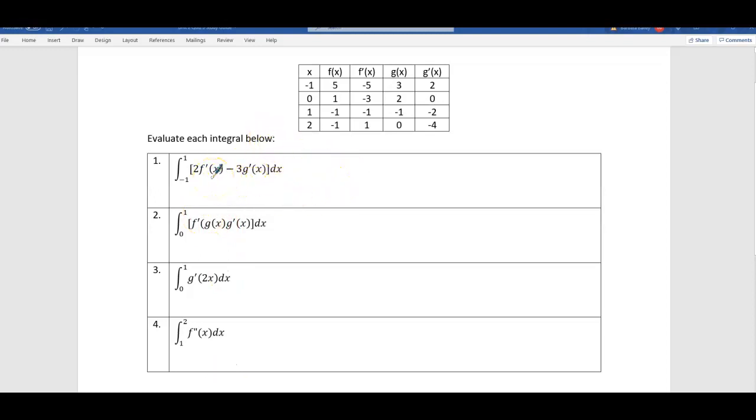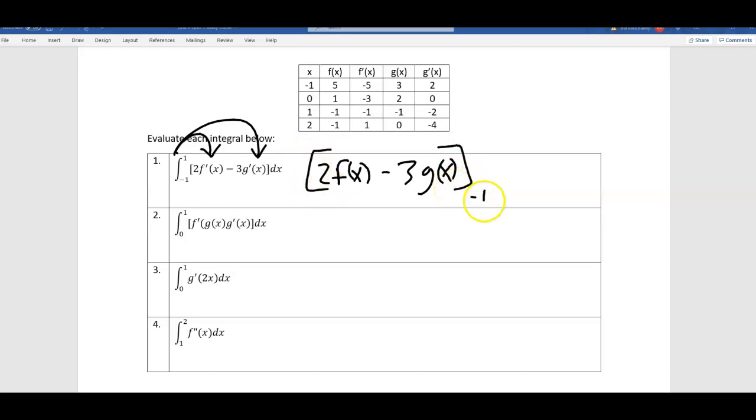So the first thing we're going to do is integrate all these things. If I integrate this piece, I'm going to end up with f. And if I integrate the next piece, I get the g. And the 3 and the 2 just stay there. And my limits are -1 and 1. So the first thing I'm going to do is plug in 1. And then we're going to plug in the -1.